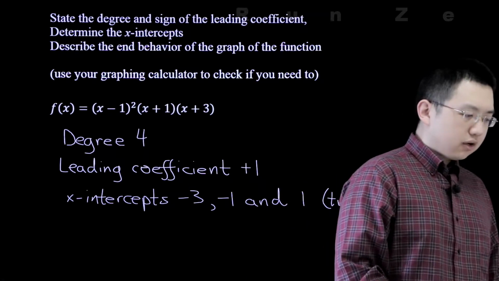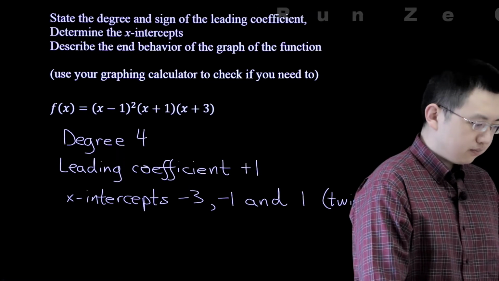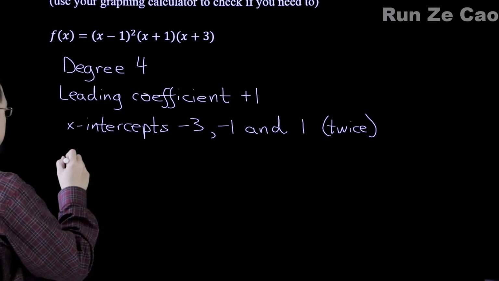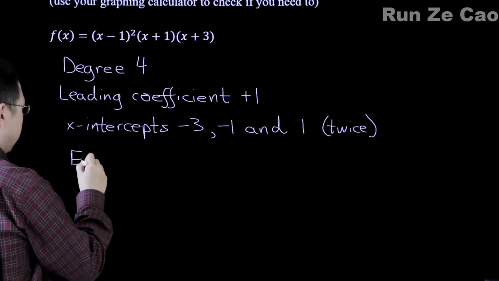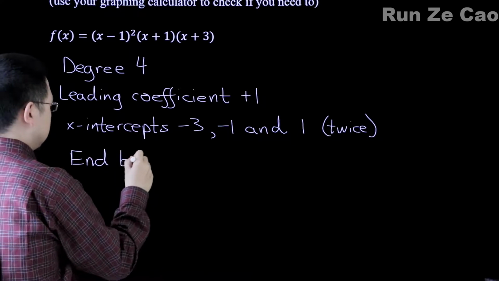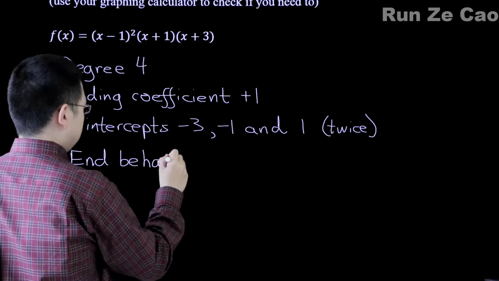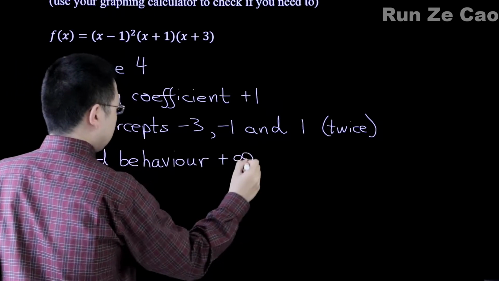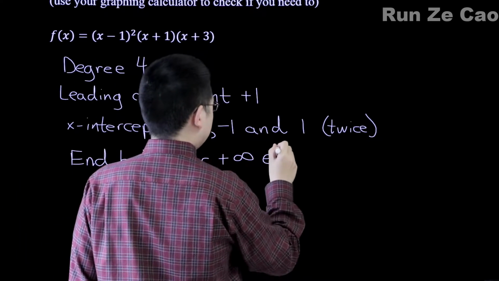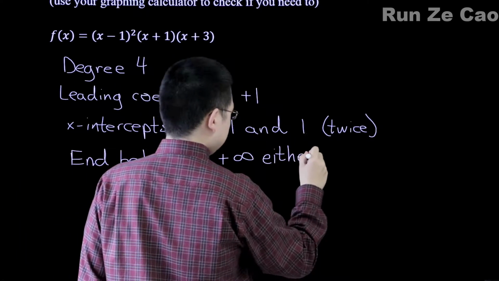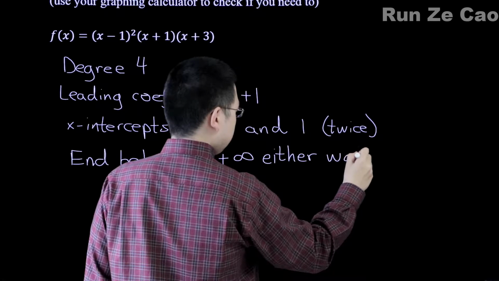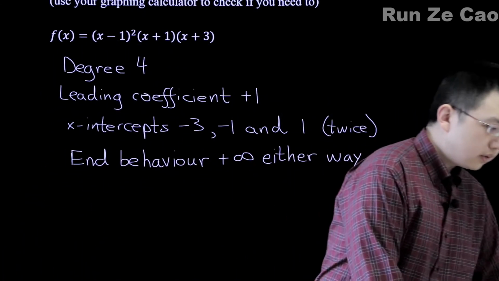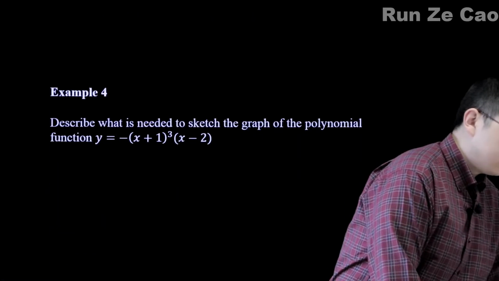Describe the end behavior of the graph of the function. Well, that's just leading coefficient. End behavior here: plus infinity either way. So that's it for that example.